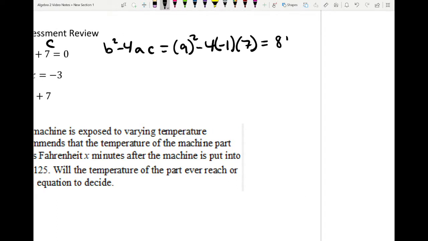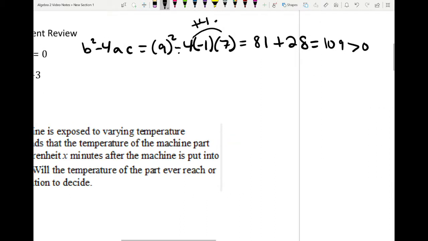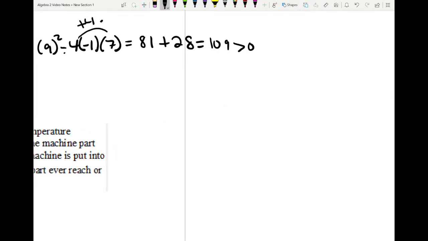So we got 9 squared is 9 times 9, which is 81. You got -4 times -1, which is +4. +4 times 7 is +28. And then you add these together, you get 109, which is greater than 0. Which means that if it's greater than 0, you got 2 solutions. You have 2 real roots or solutions.